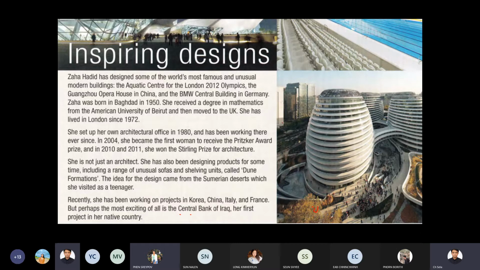Okay. Sorry. She has been working there ever since. In 2004, she became the first woman to receive the Pritzker Award. And in 2010 and 2011, she won the Stirling Prize for architecture. She is not just an architect. She has also been designing products for some time, including a range of unusual sofas and shelving units called Dual Formation. The idea for the design came from the submarine research, which she visited as a teenager. Recently, she has been working on projects in Korea, China, Italy, and France.